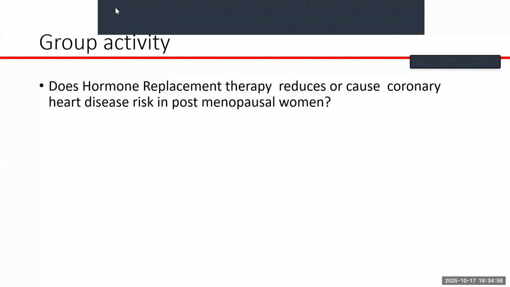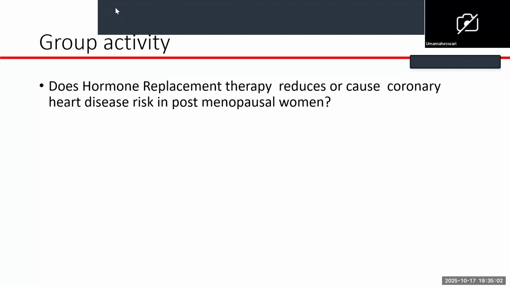So I should not look into the heart disease first. I should look into the hormone replacement as a group. The exposure factor here is hormone replacement therapy. I have a chance to see whether those who are having hormone replacement have a higher risk or a reduced risk due to HRT. That is my aim.